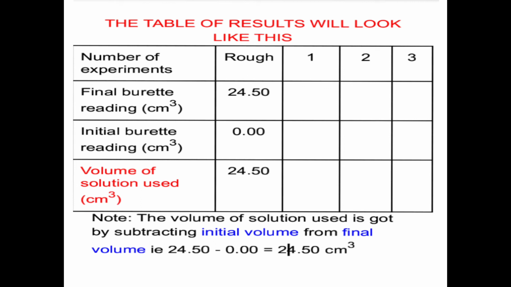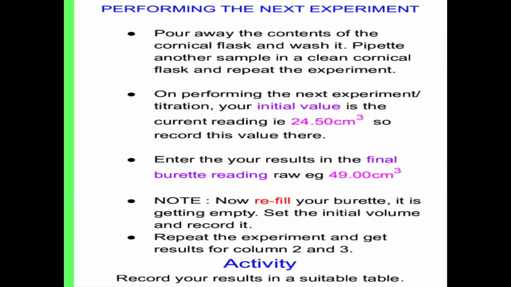We want now to move on to the next experiment. Before you move on to the next experiment, the first thing we are going to do is to pour away the solutions in the conical flask and wash the conical flask so that it is clean. After doing that, you repeat the experiment. Of course, you know what we do. First, begin with the pipetting, add an indicator, then put your contents under a burette.